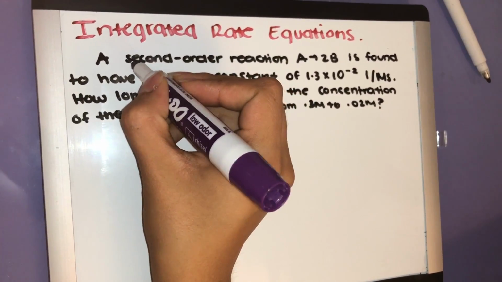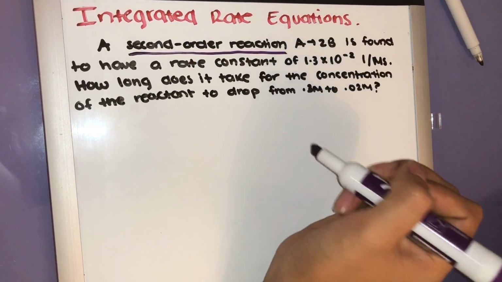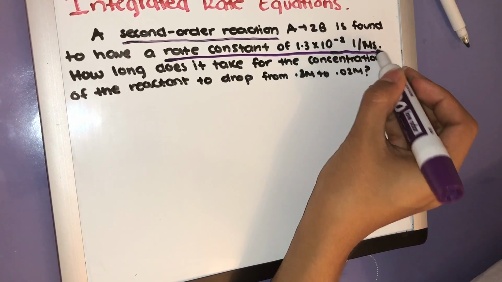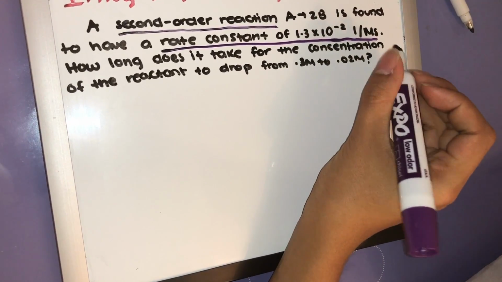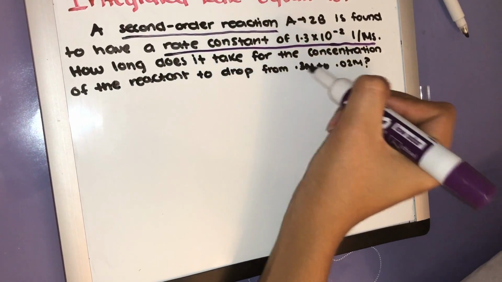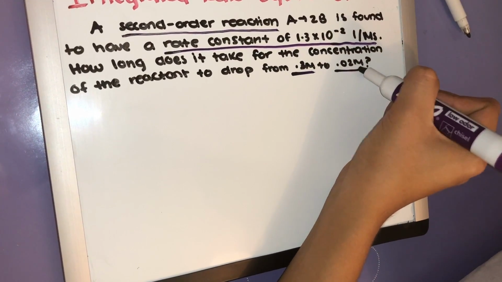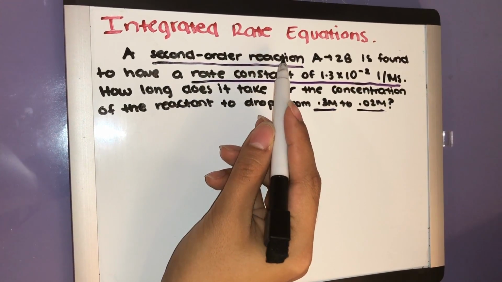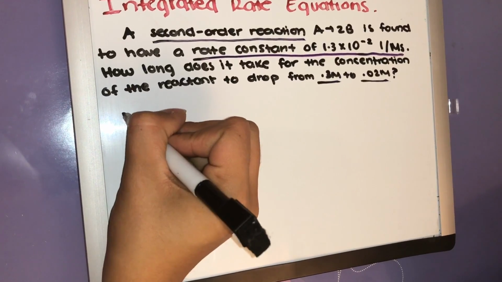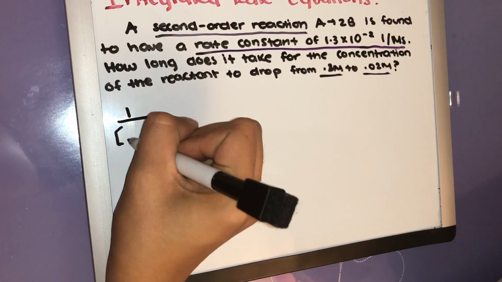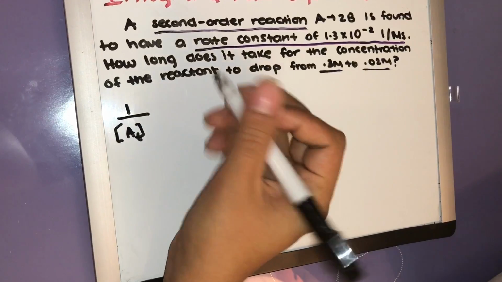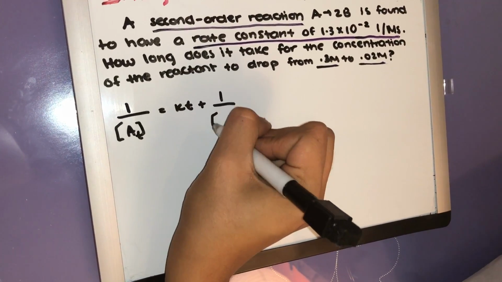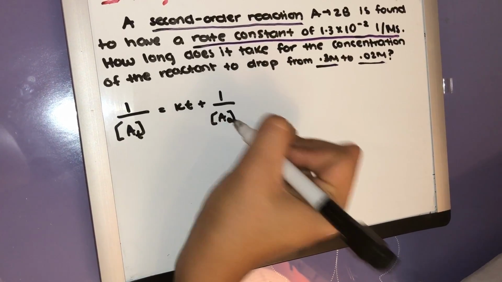Our first given is that this is a second-order reaction. The rate constant is 1.3 times 10 to the negative 2 with its units. And we are given the reactant drops from 0.3 to 0.02. Since we are told that this is a second-order reaction, we know the equation for this is 1 over the concentration of A final is equal to kt plus 1 over the concentration of A initial.